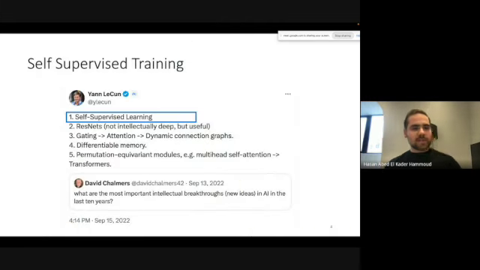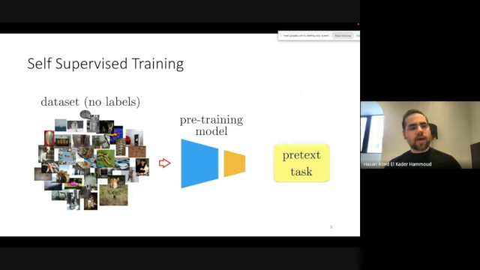Okay, so self-supervised learning. If we look at the most important intellectual breakthroughs according to Yann LeCun that happened in the last 10 years, the first one of them is self-supervised learning. And why is that important? Because self-supervised learning means that we have a dataset with no labels, and we can get so many unlabeled samples from the web. And then we want to train a model using some task that is agnostic of the labels. It does not require any labels to train.